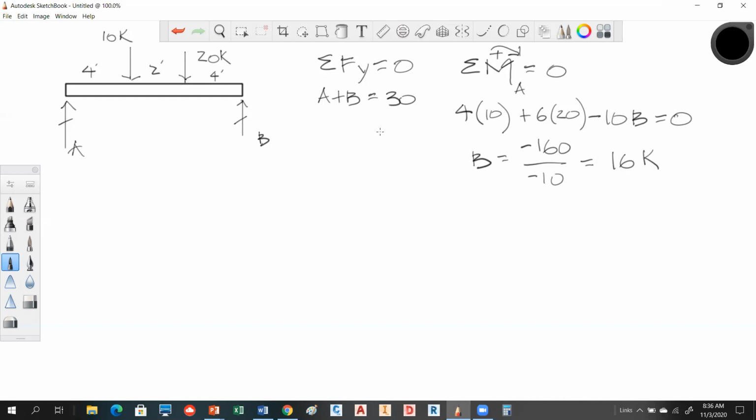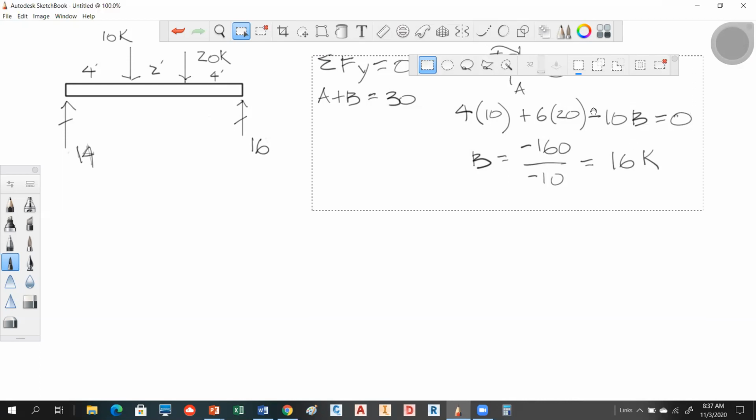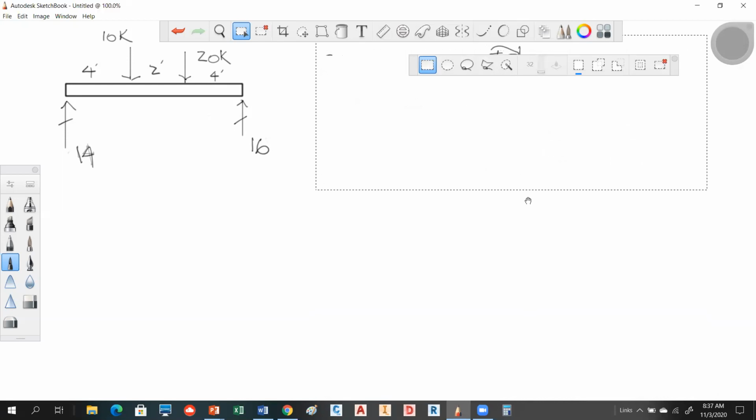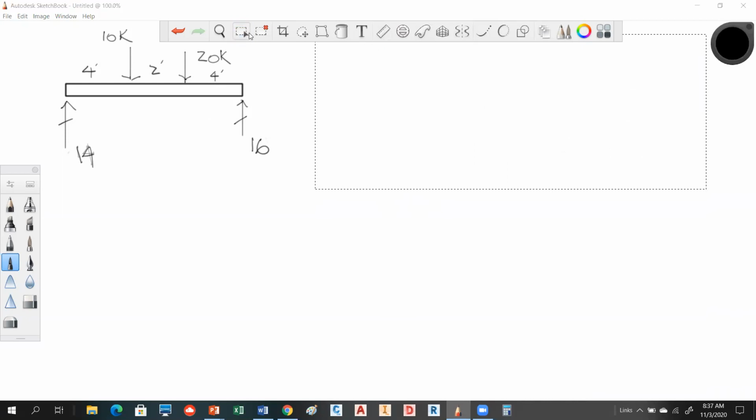And 16 minus 30 gives us 14. So over here, and here, we now can replace those values with our values. So we know that this is 14 kips acting up, and this is 16 kips. Okay, so it all starts out with that. So then, as you step across this beam, you can determine shear at any point along this, left or right of a particular point. So let me clean this up, and we'll take a look at shear. You're going to see this is really pretty easy stuff. Even if you get a uniform load in there, it's still pretty easy.